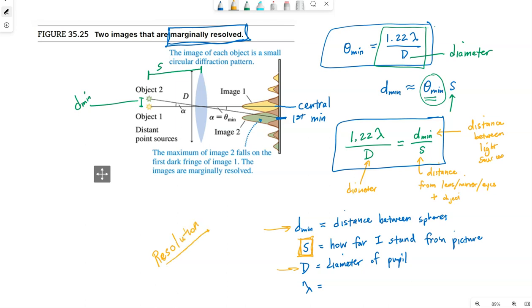Resolution means we can see the individual dots of color. That's what we mean.